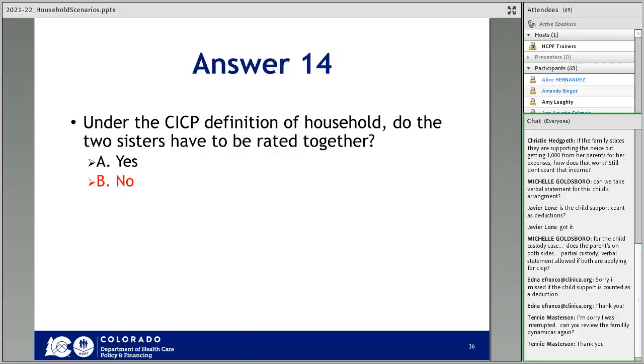So for this one, they do not have to be rated together. The only 2 adults that must be on each other's application are people who are married, in a civil union, or common law married. So spouses, more or less. They must be included on each other's application. Any other adult living in the household does not have to be included. They can be rated by themselves if they would like to be. They can be just completely left out and not apply at all. They do not have to be rated together.